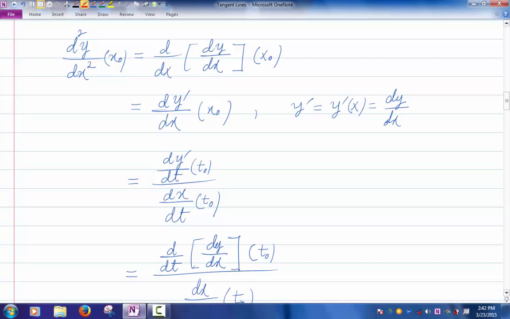What will that be? Well, it will be the derivative of y prime with respect to t divided by dx dt. Am I making sense? If I have y, I will be getting dy dt over dx dt. If I have y prime, I'm going to get dy prime dt over dx dt. Both of them would be evaluated at t0. Am I making sense? Is that making sense?